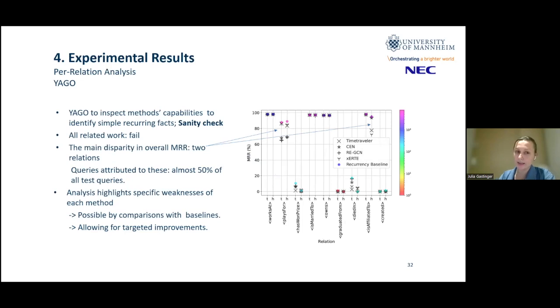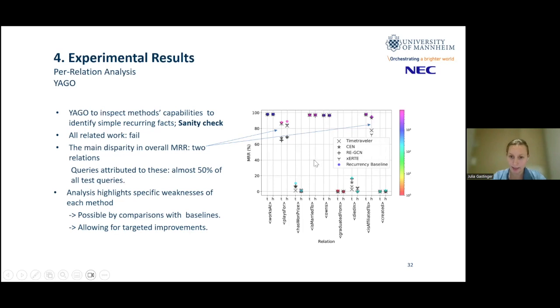However, we say that you can still use it to do some kind of sanity check for methods. Like, is the method able to find at least the simple recurrency? And all related work somewhat fail for some relation. We can see that the main disparity in the overall MRR is for two relations. One is the place for relation, and one is the affiliated to relation. And queries attributed to these relations are almost 50% of the test queries.